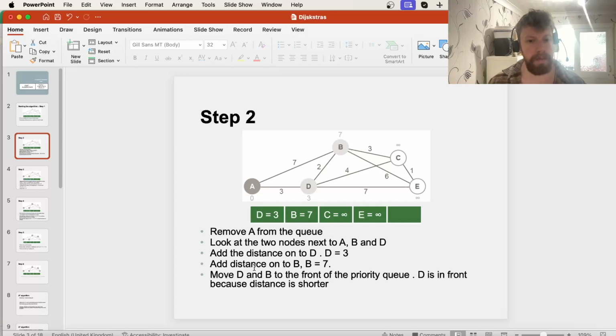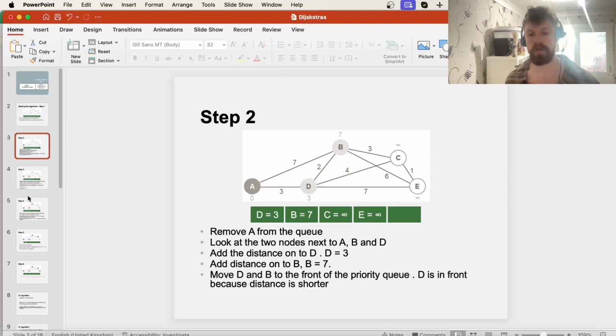Then there's the idea of adding the distances together. That can be a contentious point because some people find it a little confusing, but it's because A starts off as 0. So you would do 3 plus 0, which equals 3, and 7 plus 0 equals 7. That's why those values are there. We move B and D to the front of the priority queue. D is in the front because the distance is shorter, as we've already talked about. So that's step number 2.